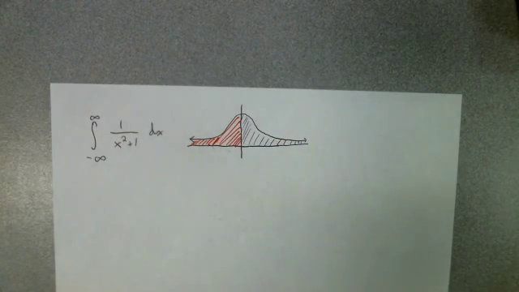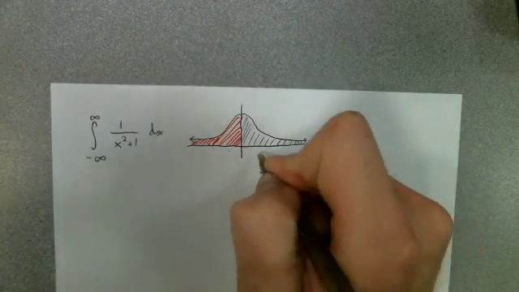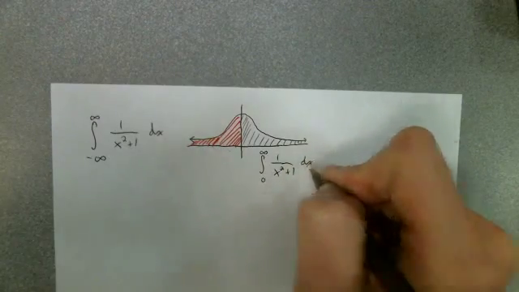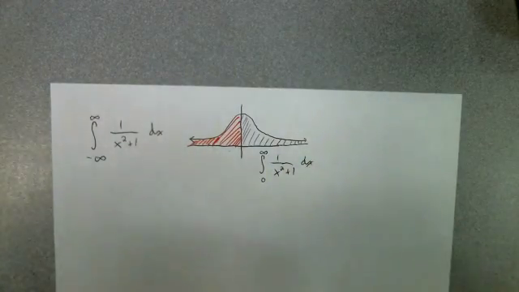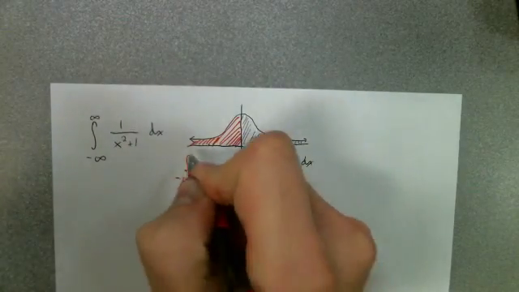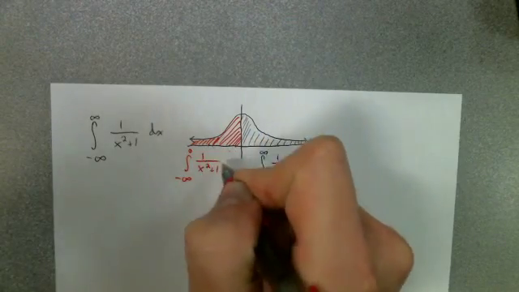What we can do this time is we can just do this integral in two pieces. We can find that area under the curve. That'll be the integral from 0 to infinity of 1 over x squared plus 1. And we can find this area under the curve. That will be the integral from negative infinity to 0 of 1 over x squared plus 1.